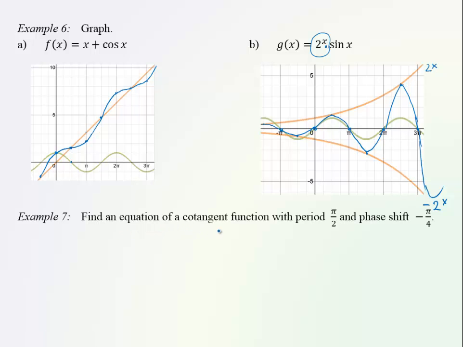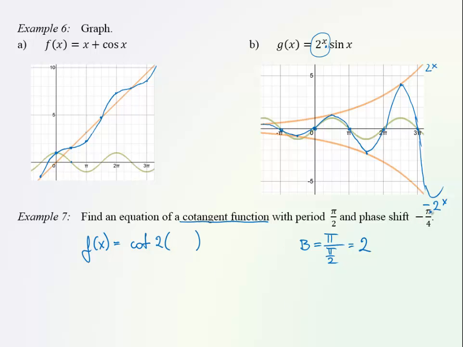Find an equation of a cotangent function with period pi/2 and phase shift -pi/4. This time we don't have the graph, but we have some information about the future function. So let's call it f of x. Cotangent function, so I need to use cotangent. Period is pi/2, therefore my b coefficient is pi divided by pi half, which is 2. So I need to multiply the input by 2.